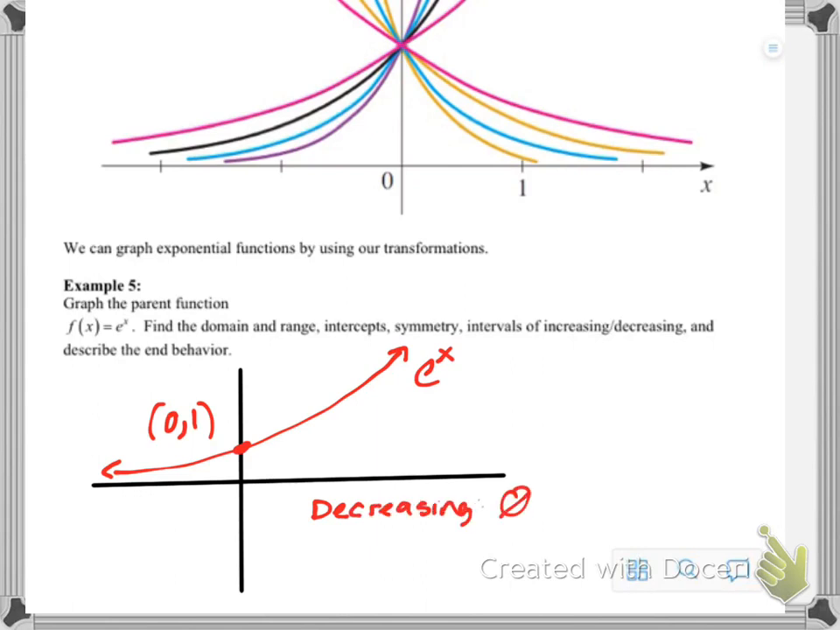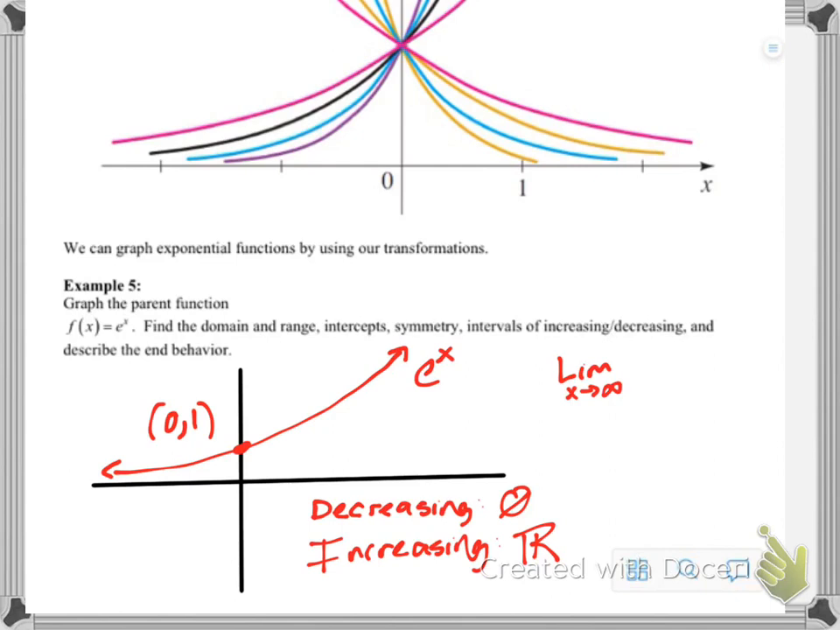So first off, let's talk a little bit about when it's decreasing. And let's just put it out there: it's not. If you read it from left to right, it's always increasing. Exponential curves are nice and consistent. When it's a growth function, it's always increasing. When it's a decay function, it's always decreasing. This one is a growth, so it's always increasing, never decreasing. So for increasing, you can write all reals or negative infinity to infinity. Either one is fine. I'm really liking this low voice thing.